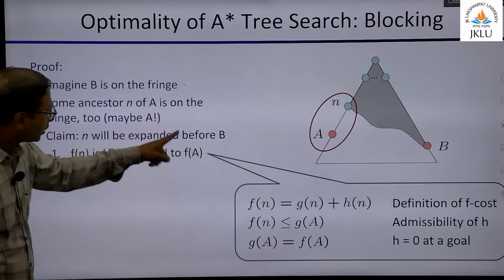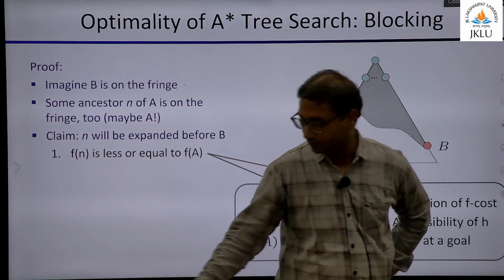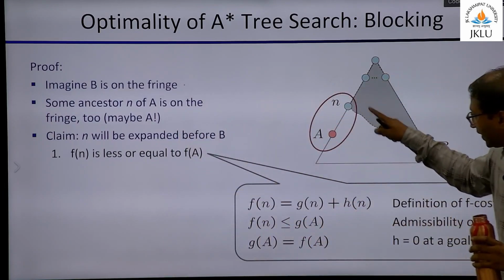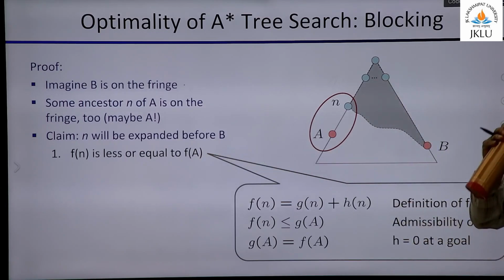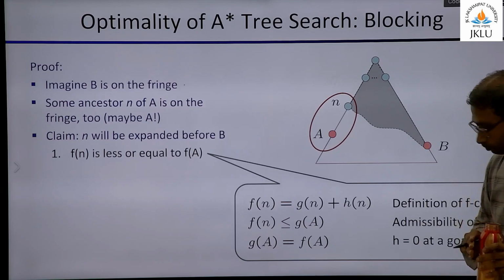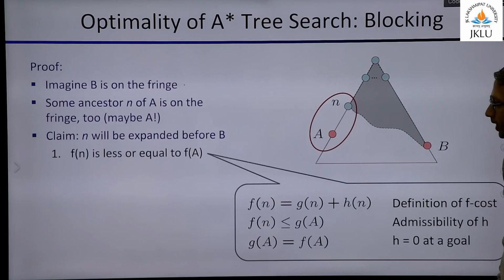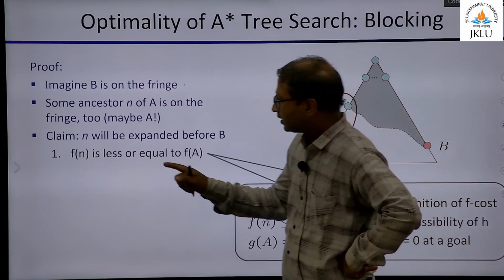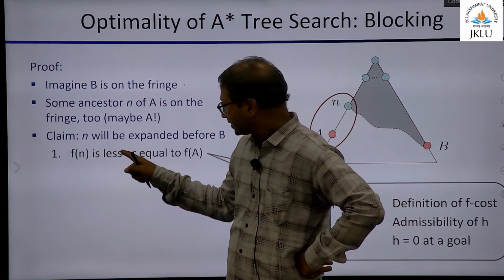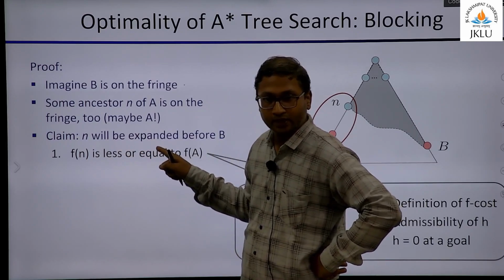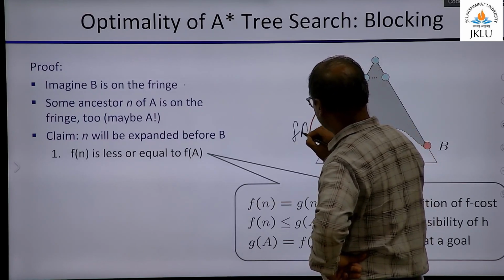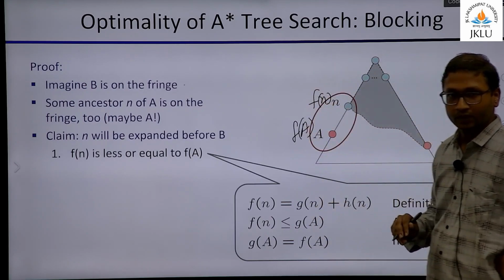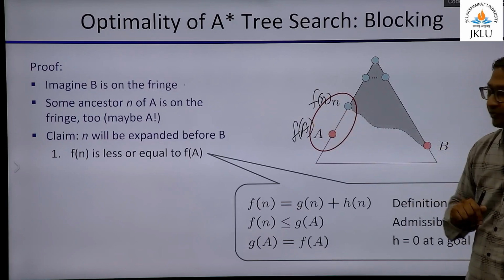So Fn is less than or equal to Fa. Why Fn is less than or equal to Fa? Explain that to me. So this is my Fn, this is Fa.